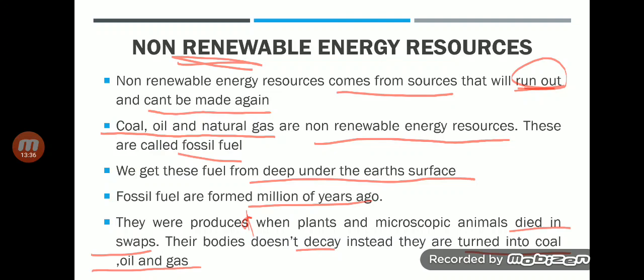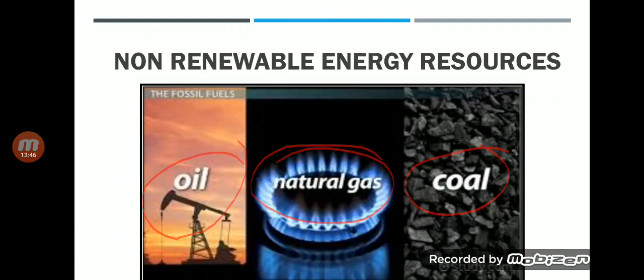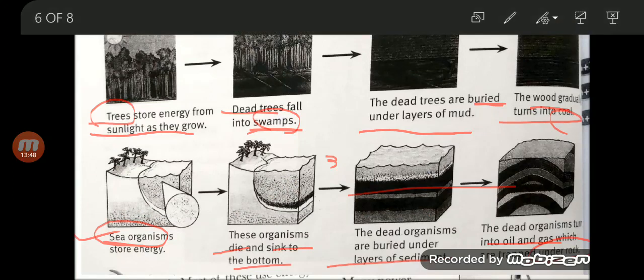They were produced when plants and microscopic animals died in swamps, and instead of decaying, they were converted into coal, oil, and natural gas. Here, trees store energy, so they are a source of energy. Dead trees fall into swamps. Dead trees are buried under layers of mud, and then due to pressure and heat, the wood of the plant is converted into coal.